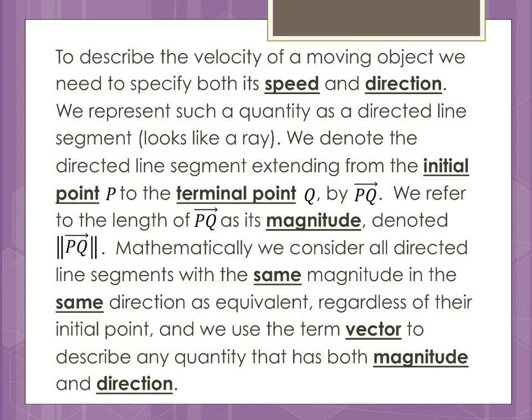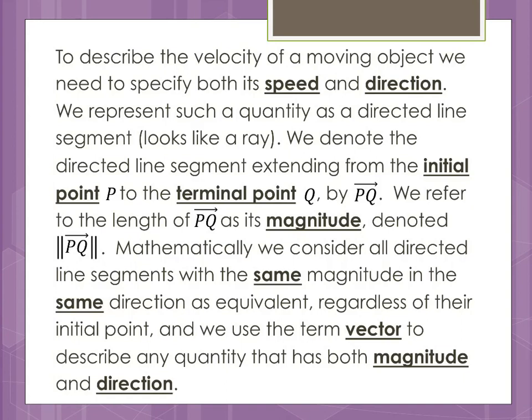When we describe velocity, and some of you are physics people, so you know more about velocity than I do, we describe velocity in terms of speed and direction, right? And so vectors are related to that idea. So we represent such a quantity graphically. For us, what we're going to do is a directed line segment. And a directed line segment looks like a ray. So from geometry, you're looking at something that starts with one point and has an arrow on one end. So it looks like this.